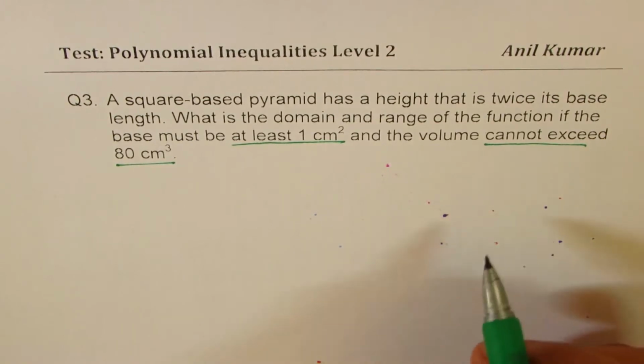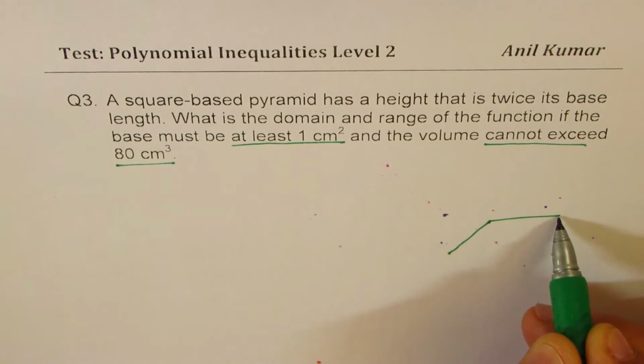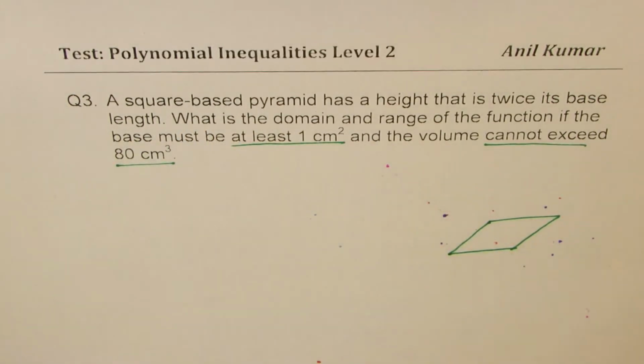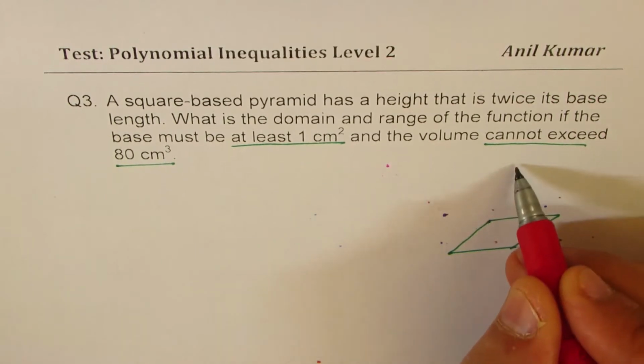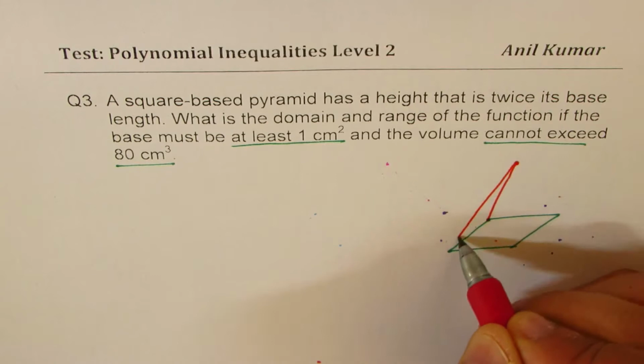So let's try to understand what the question is. Let's say we have a square base. Pyramid. So we'll take a point on top and join with these points. So we get a square-based pyramid.